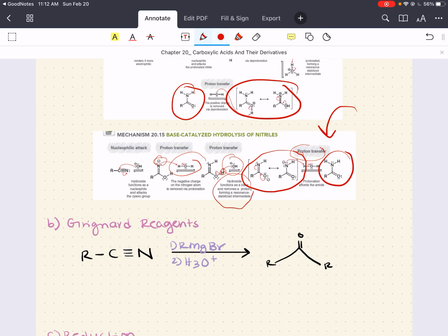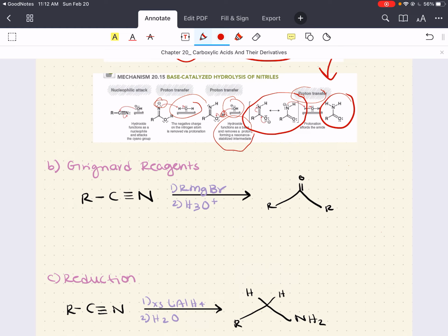All right, now nitriles can also be treated with Grignard reagents. Fantastic. What this looks like is if you treat it with Grignard reagent, at this carbon you're going to form a carbonyl group, and you're going to introduce whatever alkyl group you have that is attached to your magnesium bromide complex. All right, so this is how Grignard reagent proceeds with nitriles.